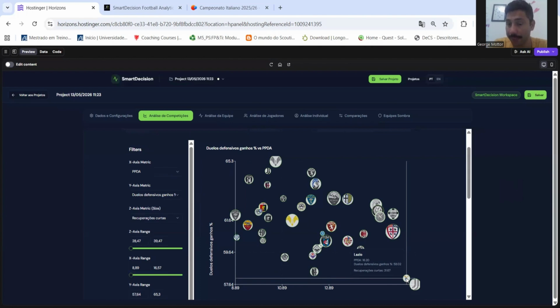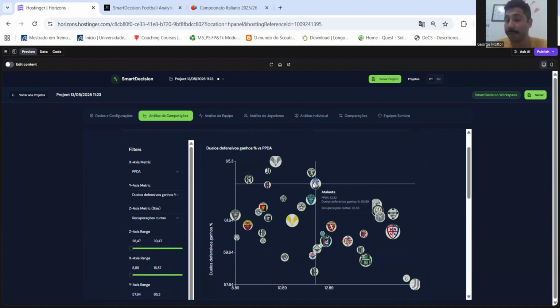So if it doesn't apply much pressure, you allow a lot of possession from the opposing team. So this already matches up. The team that allows the most passes per defensive action in the championship is Lazio. It is also the worst team in winning defensive duels, right? Lazio has 58%, the second worst team has 59%, just 1% more. If we look at Atalanta at 63%, then it's already improving.